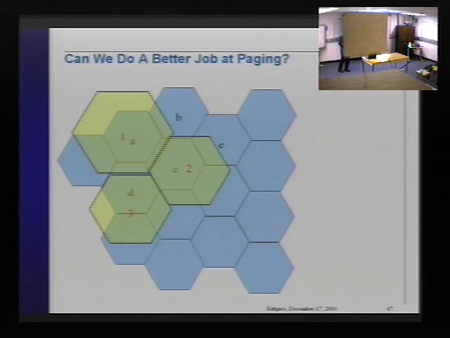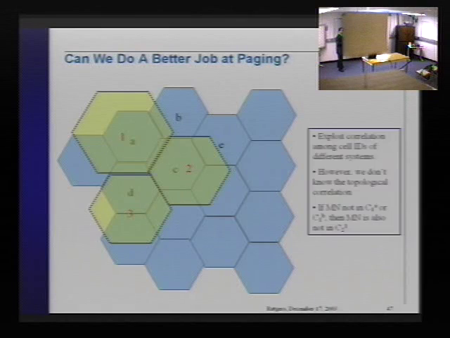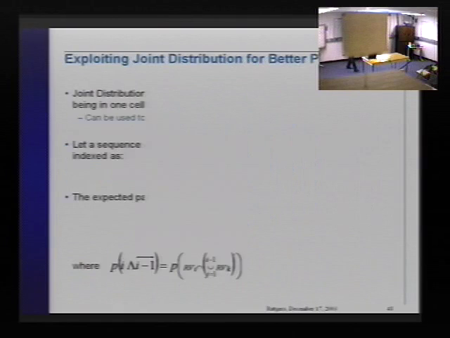One of the things is I said we didn't exploit location information at all. We just paged in the order of probability. However, we can do a better job of paging by simply exploiting the correlation among cell IDs of different systems. Remember, we don't know the topology. However, let's say that the blue one is one subsystem and the green one is another subsystem. If you look at the pattern, it will be obvious to you that when the mobile is in cell A, it's also in cell 1. And so if the mobile is not in cell A, it's also not going to be in cell 1. So there is no point in first paging in cell A, then seeing that it's not there, and then paging in cell 1. But how do we do this in a clean manner?